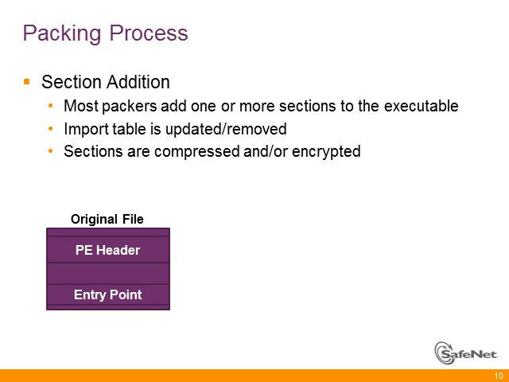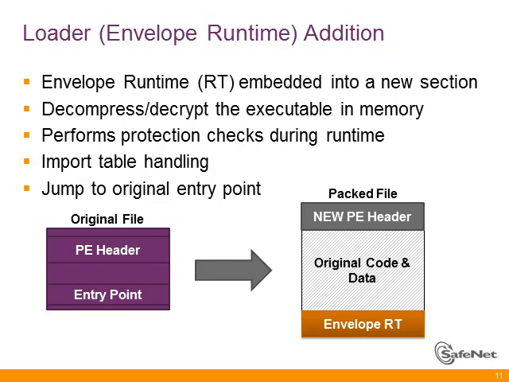Now note the image on this slide represents the original or unpacked file with its original entry point and PE header. Now if we protect our executable by running it through Envelope, we'll have a reconfigured file. Included in this new file is the loader. So let's discuss the role of the loader. I mentioned it before, and I described it as our Envelope runtime.